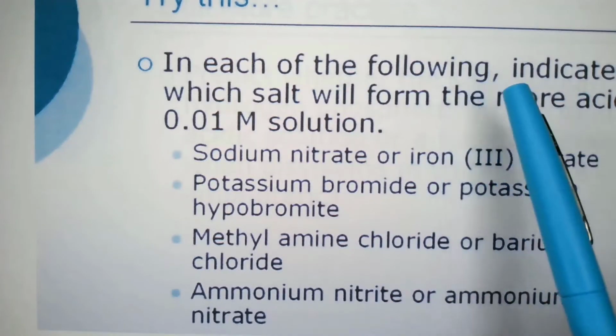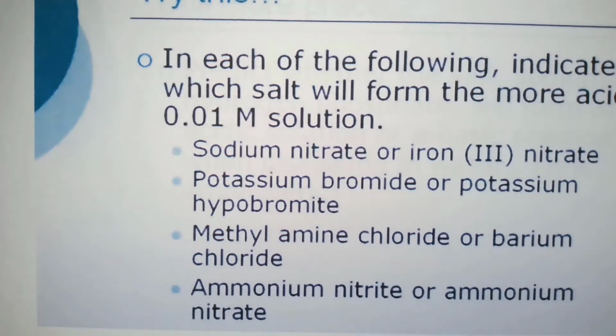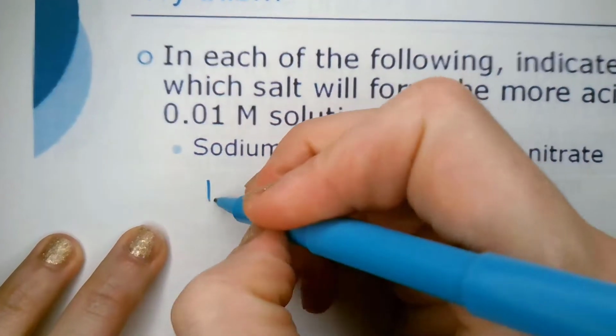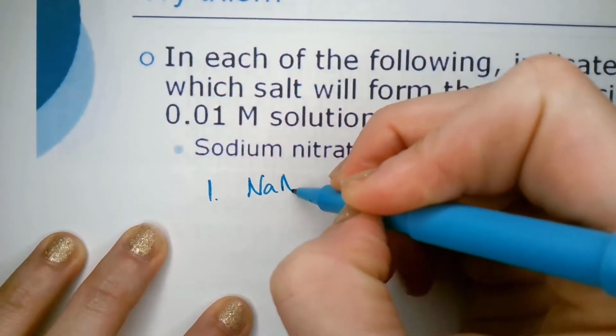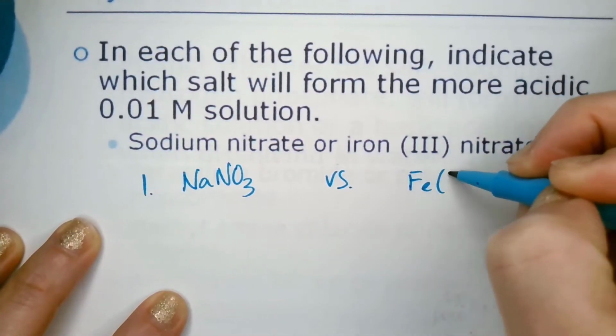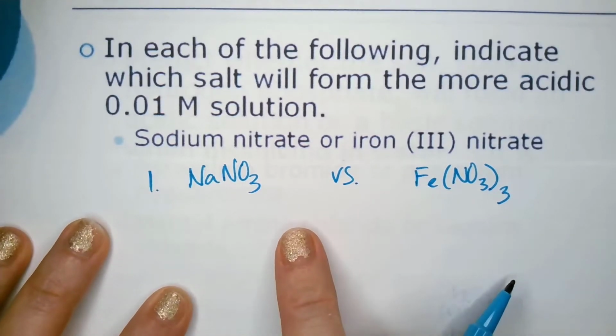In each of the following, indicate which salt will form the more acidic solution. So we have sodium nitrate or iron 3 nitrate. So let's write these down. Number 1, NaNO3 versus Fe(NO3)3. Okay, so let's think of this.